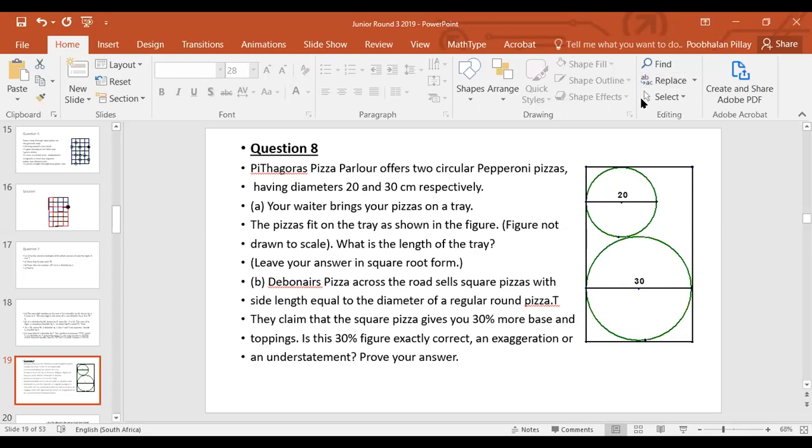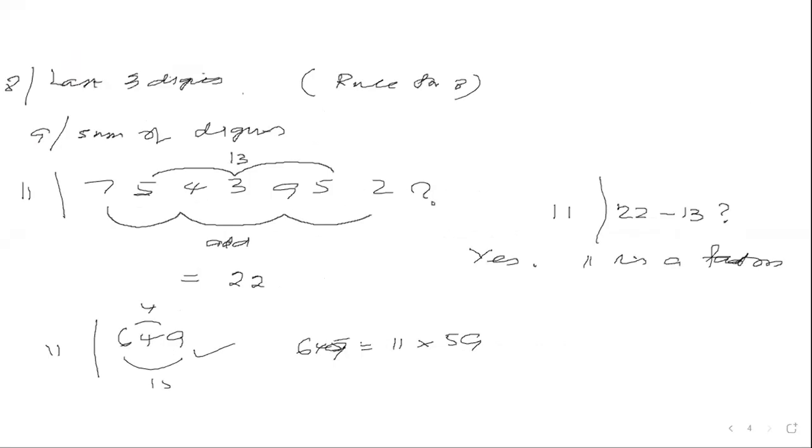Okay, so let's just go straight into that problem. Usually I find it quite difficult to draw these things. Maybe I can just draw the circles first.